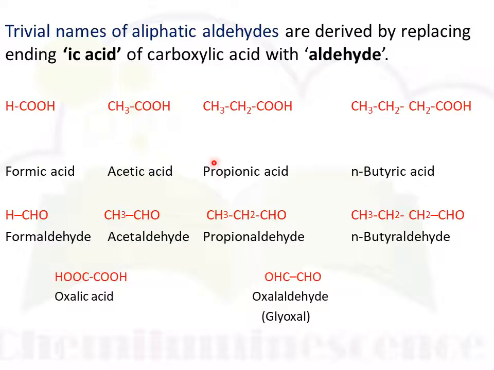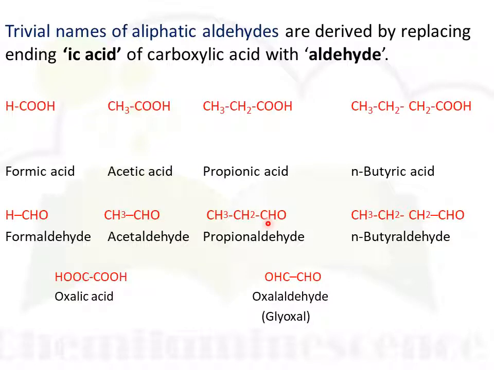If you observe the difference between all these carboxylic acids and aldehydes, there is a difference of only one oxygen. Let's see how the names are derived. Formic acid has the formula HCOOH, and from that we can derive the name formaldehyde by replacing the -ic acid of formic acid with aldehyde. Hence, it is formaldehyde. Next is CH3CHO, which is from acetic acid. We replace the -ic acid of acetic acid by aldehyde. Hence, it becomes acetaldehyde.